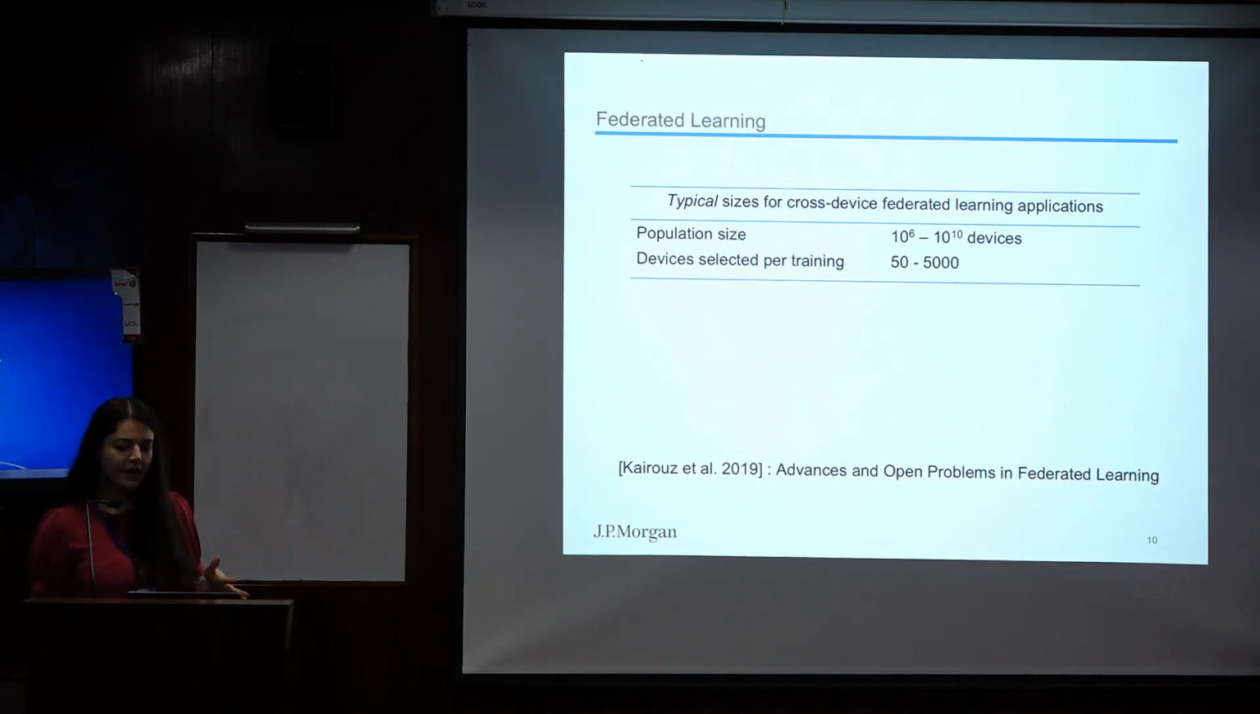And this is for mobile networks. You can also use federated learning between hospitals or other organizations. There, these numbers are much smaller. It's not millions of devices; it's usually no more than 5,000, okay? But in this talk, we are focusing on this cross-device federated learning where we have millions of users.